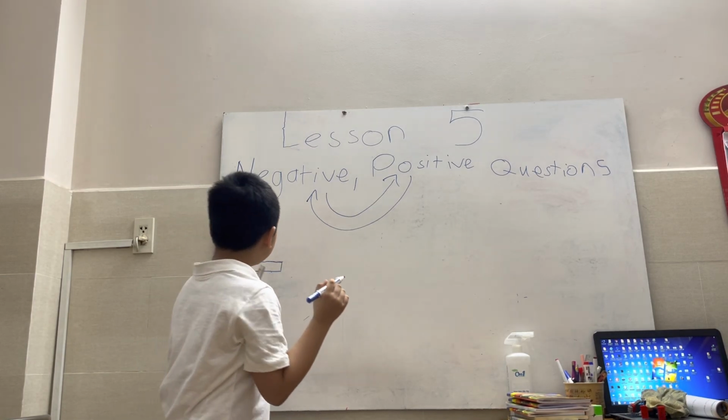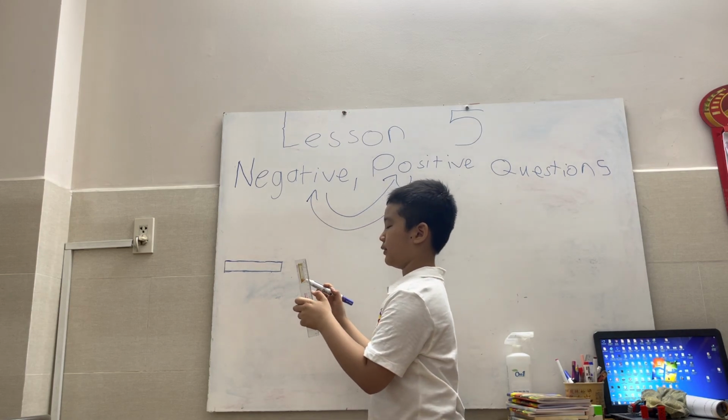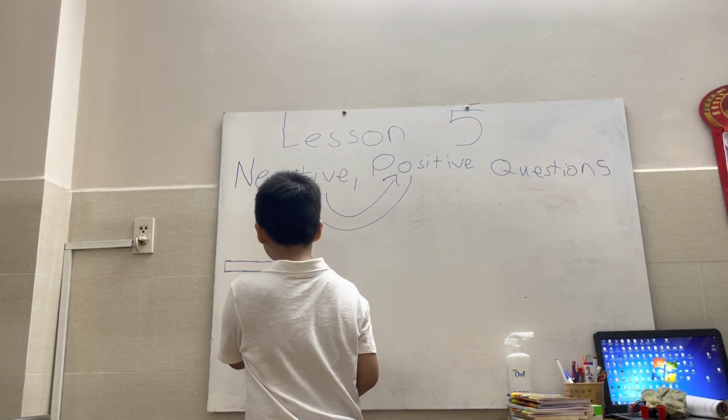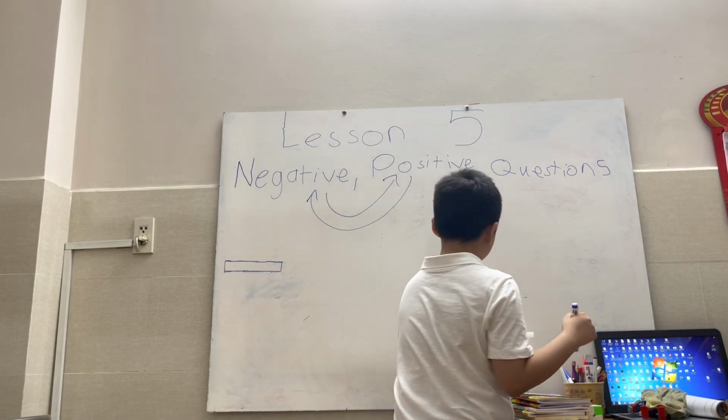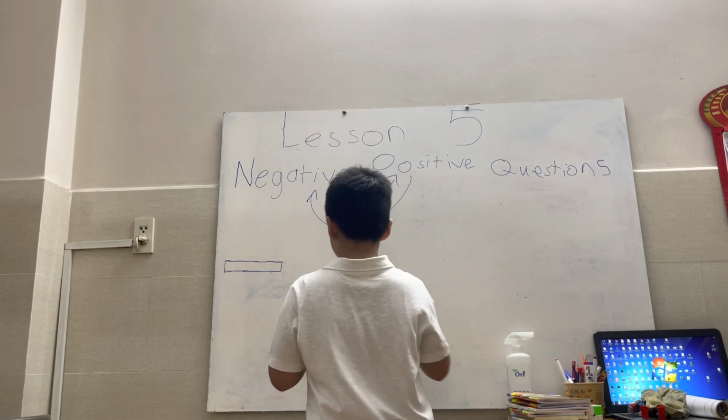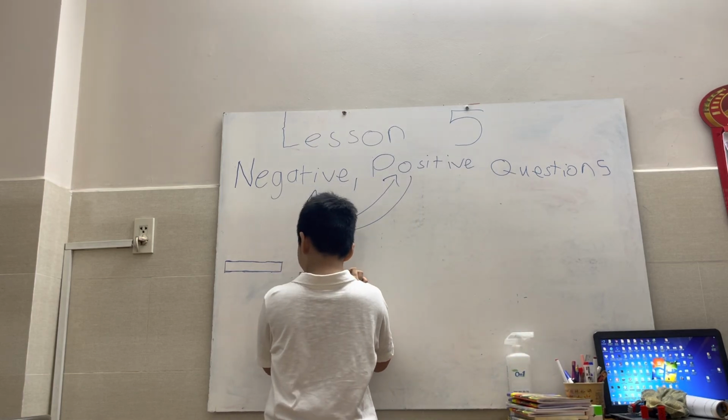You see, here is the ruler. Now, could you see the shape? This is a rectangle. I want you to write something. Let me write the rest. Now, here.